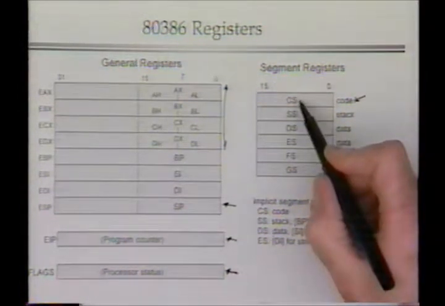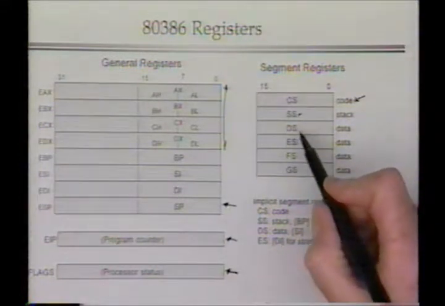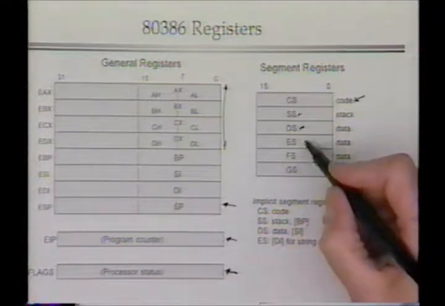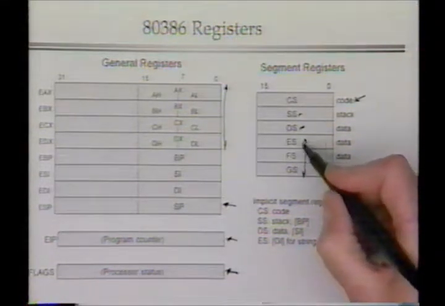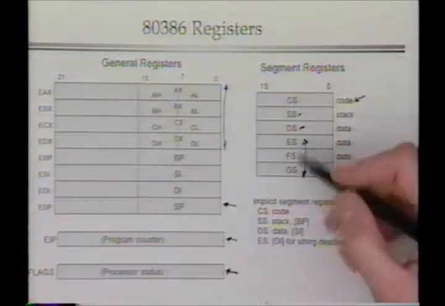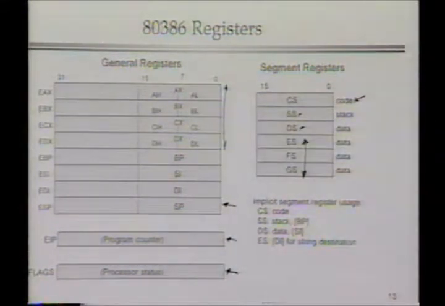There's one of those for code references, there's one of those for stack references, that's the SS. There's one of them for implicit data references, which is DS. And then there are 3 others that are sort of general purpose segment registers that can be used at programmers' request for referencing data. Some of them are in fact used implicitly, as we'll see, but most of them are available for use by the programmer for making data references.